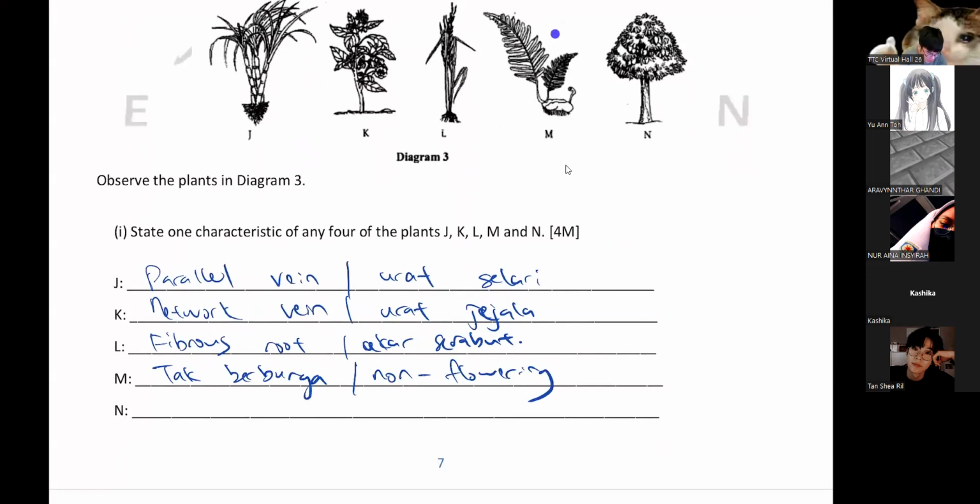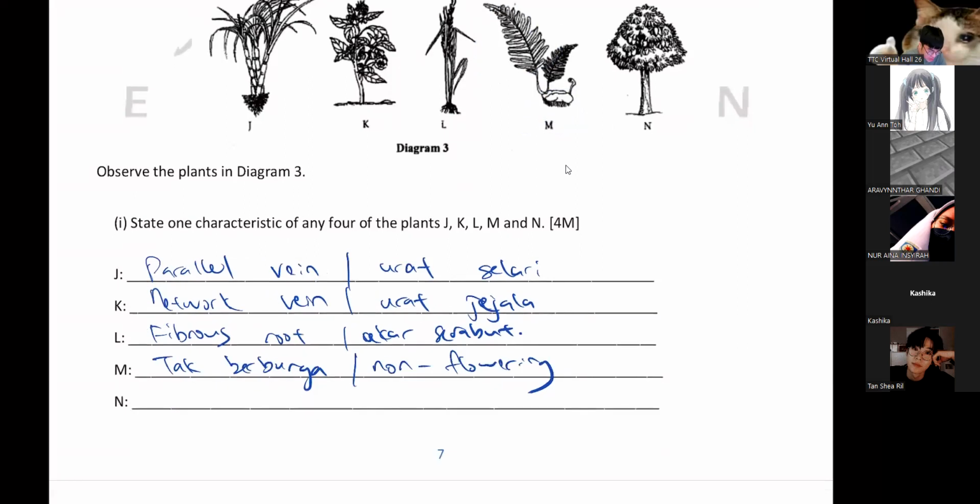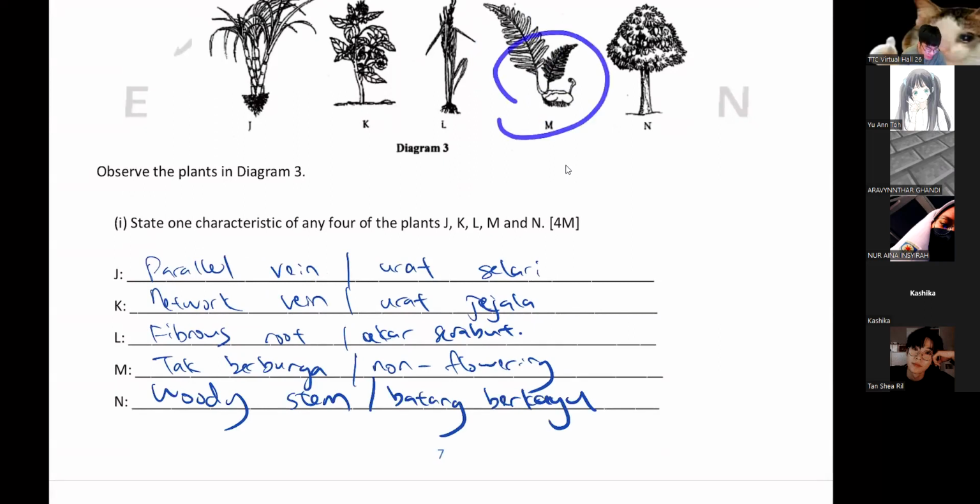I try not to repeat the leaf lah. Okay, we also leaf we have mentioned here already, and then the root we have already mentioned here also. So I try not to repeat here. Oh yeah, the last one is woody stem. Yes. Okay, woody stem. Batang berkayu. Oh, you can even say this is tak berkayu for M. We haven't say tak berkayu what? Non-woody stem. Can also, can also. If you want to say tak berbunga lah, okay, you can say tak berkayu. Can also. So try not to repeat the points. Try not to repeat the answer because there are actually plenty of things for you to write.